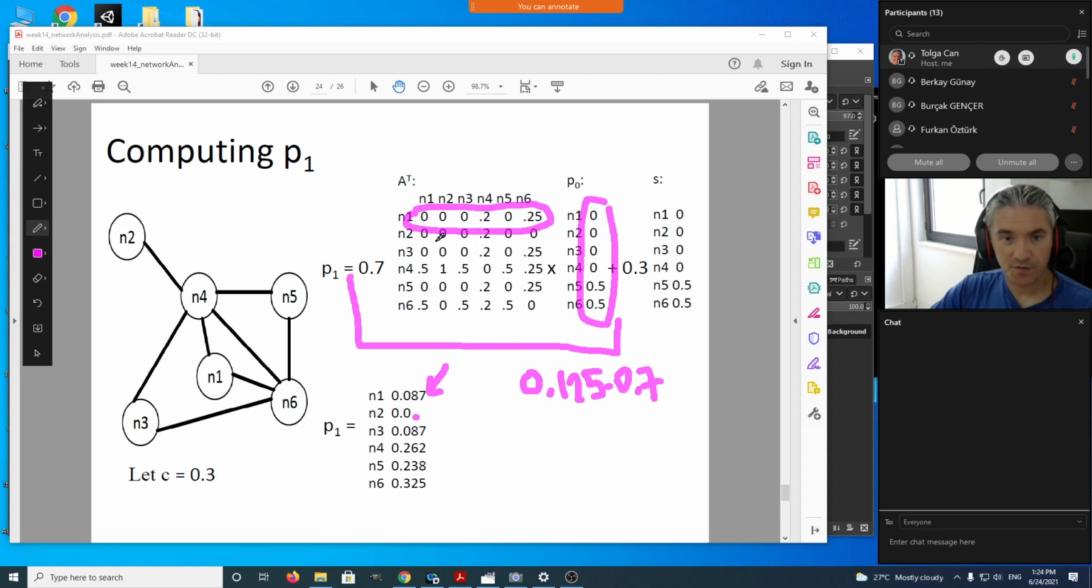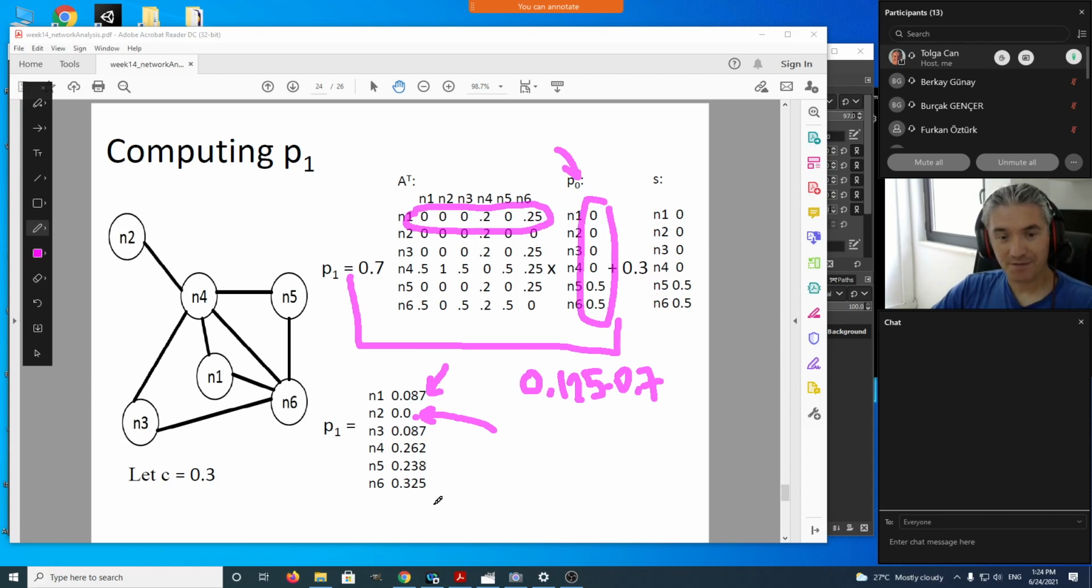That's because the only possible way to come to N2 is via N4, and at time step 0, we were not at N4; the probability to be at N4 was 0 at time step 0. So since the only way to come at N2 is via N4, it's impossible to be at N2 at time step 1, and it is shown here with 0 probability. Now, this is where we are going to be at time point 1.